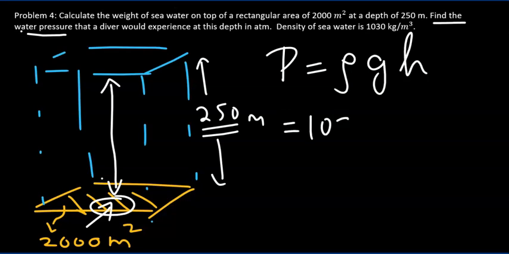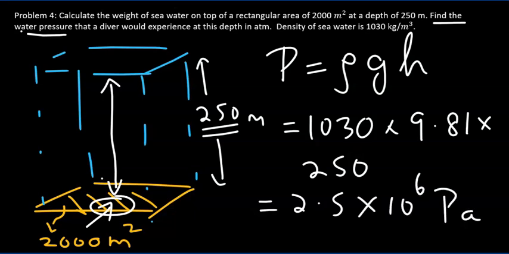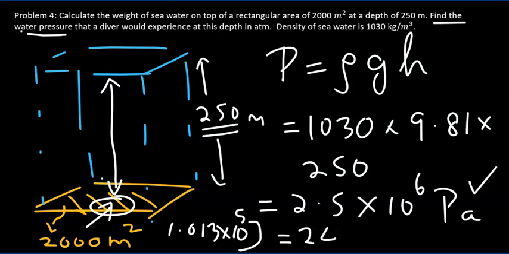So the density is 1030, gravitational acceleration is 9.81, h is 250, and that's going to give you a pressure of about 2.5 times 10 to the power 6 Pascal. And to get the pressure in atm, all you have to do is to divide this pressure in Pascal by 1.013 times 10 to the power 5. And that will be 24.7 atm. And that solves the problem.